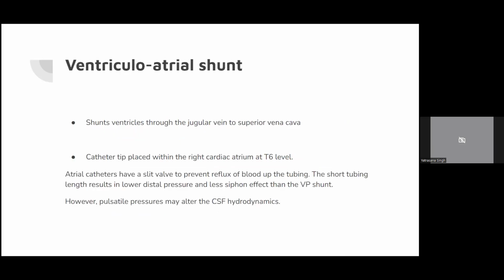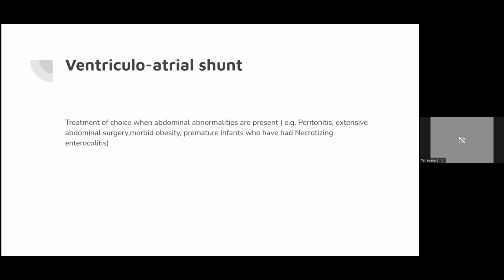Ventriculoatrial shunts shunt ventricles through the jugular vein to the superior vena cava, and the catheter tip is placed within the right cardiac atrium at the T6 level. The atrial catheters have a slit valve that actually prevents the reflux of blood up the tubing. A shorter tubing results in lower distal pressure and less siphon effect than the ventriculoperitoneal shunt. However, the pulsatile pressures associated may alter the CSF hydrodynamics.